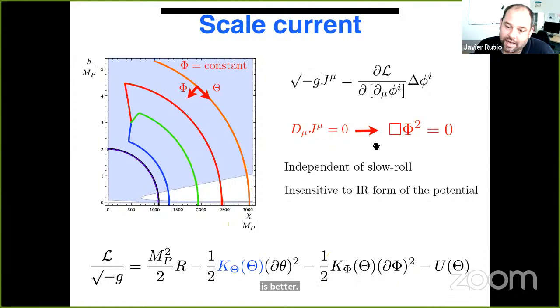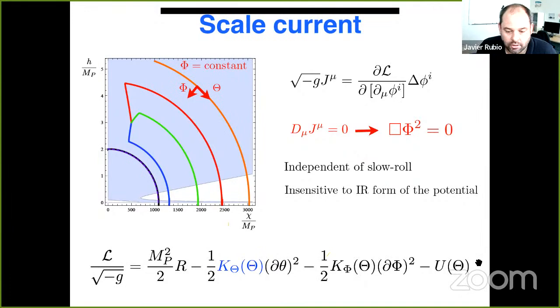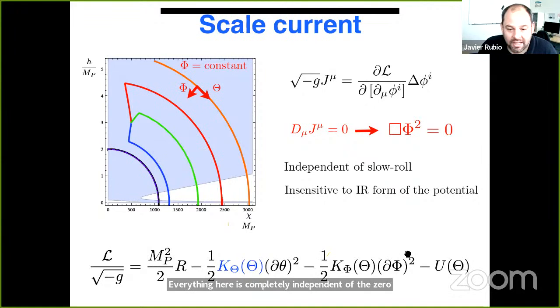You can just define variables in this way, some radial variable and some angular variable orthogonal to it, in such a way that the Lagrangian is reduced to this very simple form that depends only on the radial and the angular variable. The radial variable is the Goldstone boson, so it only appears through derivative interactions. Okay? Everything here is completely independent of the slow roll and is completely independent of the shape of the potential, provided, of course, that you respect the scaling invariance of the potential. So it can be generalized for other settings.